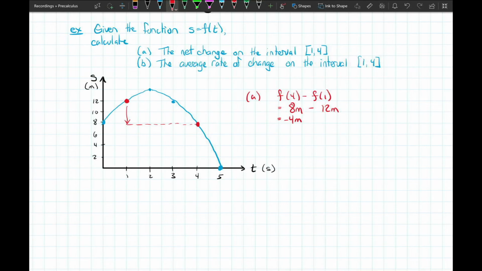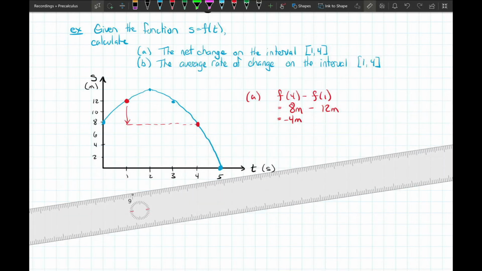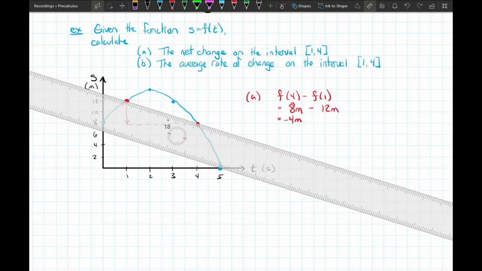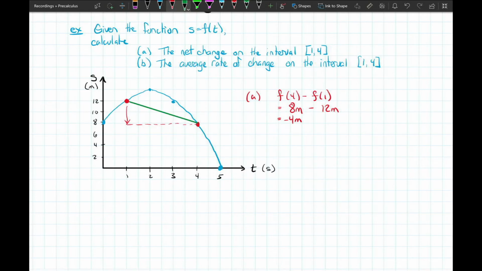What about the average rate of change? Well, remember, average rate of change is the slope of a secant line connecting those 2 points. So we can connect the 2 points here and take a look at the slope of this secant line connecting the 2. Now we have rise over run. The formula here would be final position minus initial divided by the change in time, 4 minus 1. And if you haven't noticed already, this is much like just y2 minus y1 over x2 minus x1, which is how we calculate the slope of a line between 2 points on the line. So it's the same formula, but just using function notation.